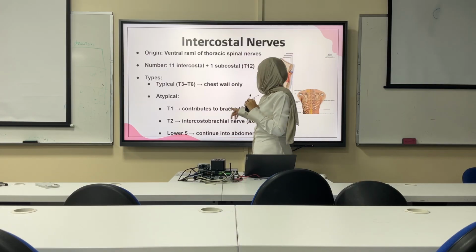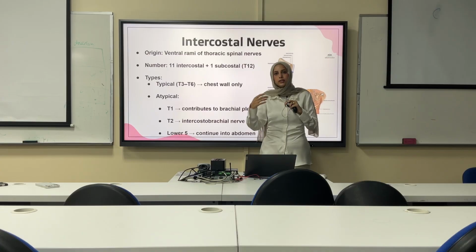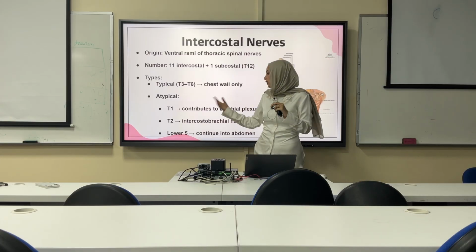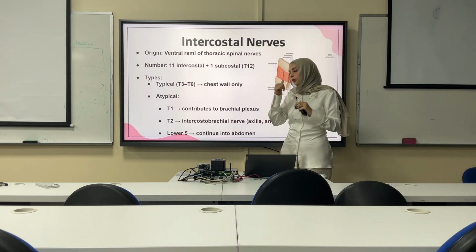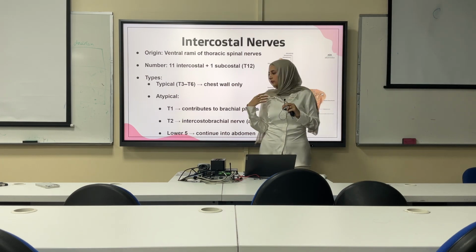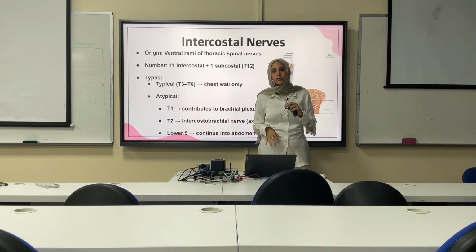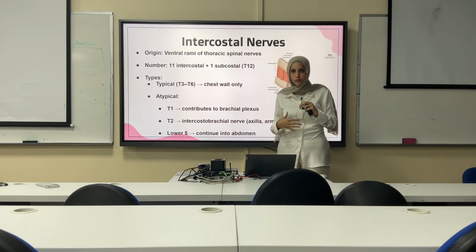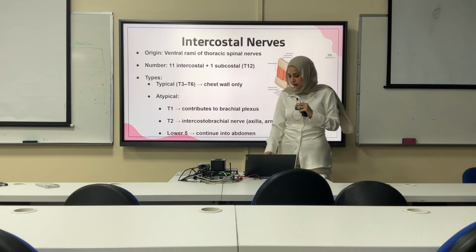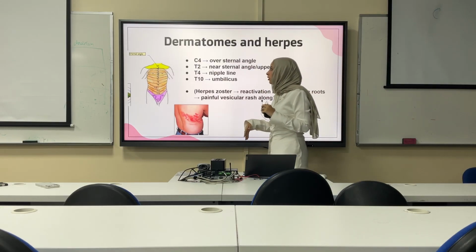The first 2 contribute to the brachial plexus. This is the first one. Why is it atypical? Because it contributes to the brachial plexus. T2, the intercostobrachial nerve, contributes to the axilla and the arm. The lower 5 continue into the abdomen. So that's why they are atypical, because they supply other areas other than the chest wall. Make sense, guys? Okay.